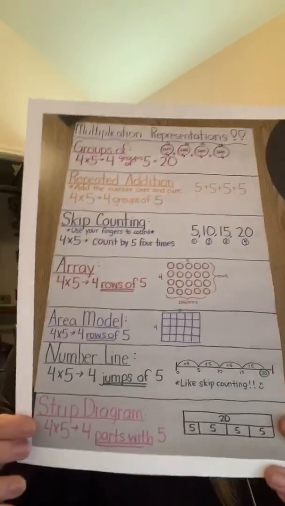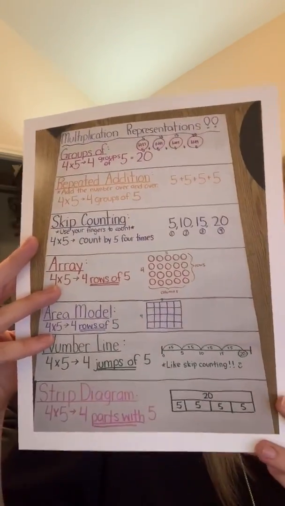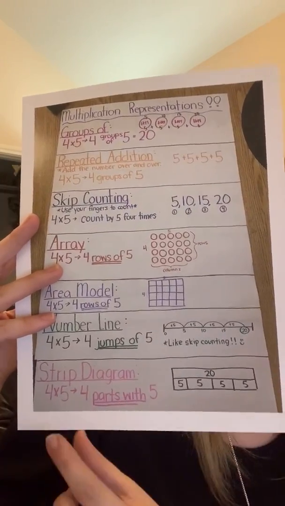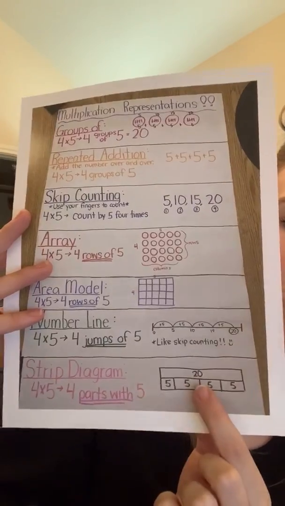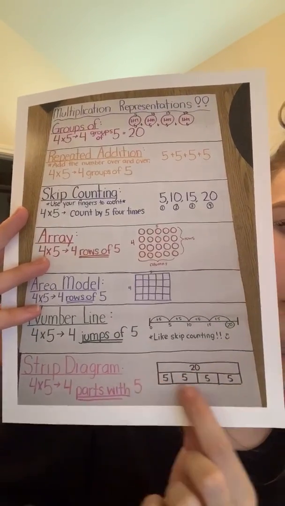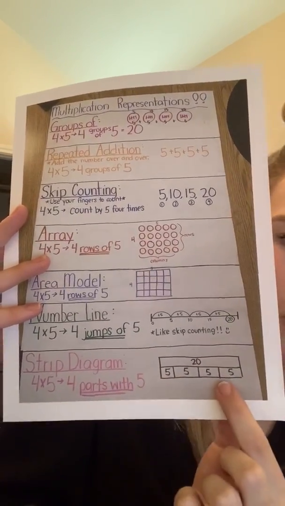And then finally, we have strip diagrams, which remember, Ms. V in 4th grade loves strip diagrams. So 4 times 5 is 4 parts with 5. So we draw a basic strip diagram with our whole and our parts, and we draw our 4 parts. We put 5 in each. So remember, guys, multiplication representations, you can choose whichever one you like the best, okay?